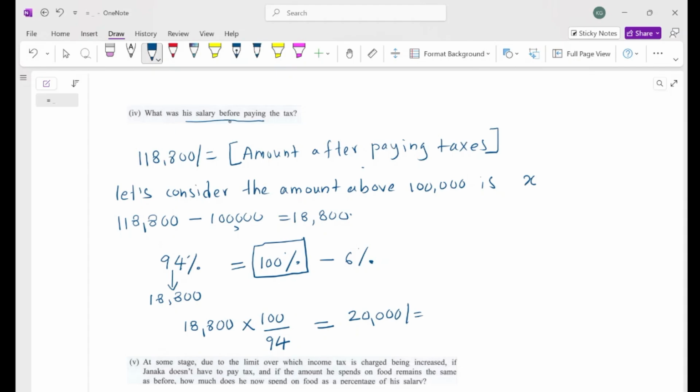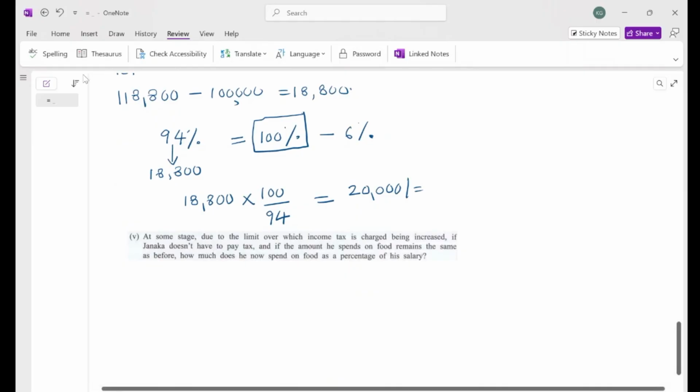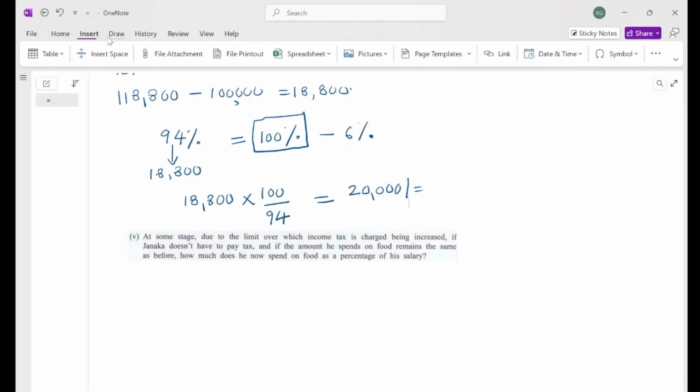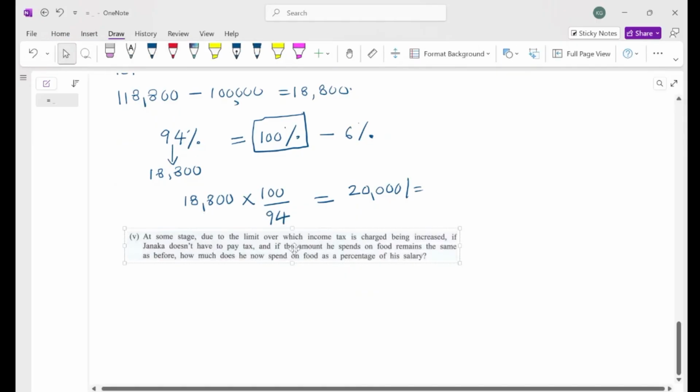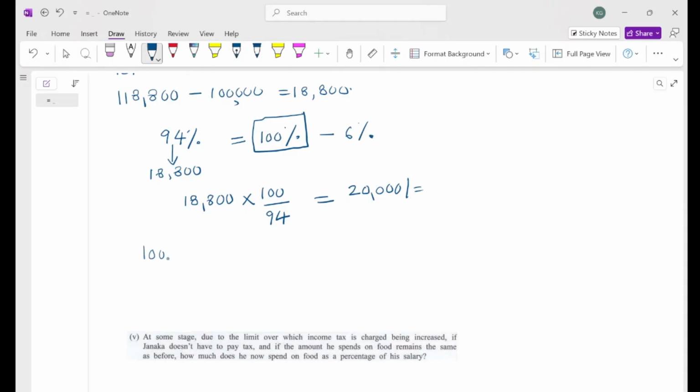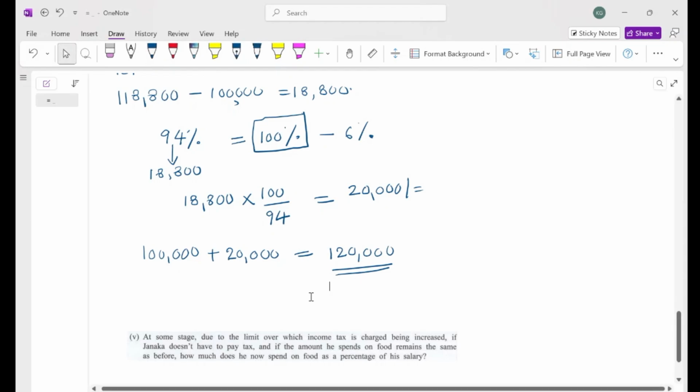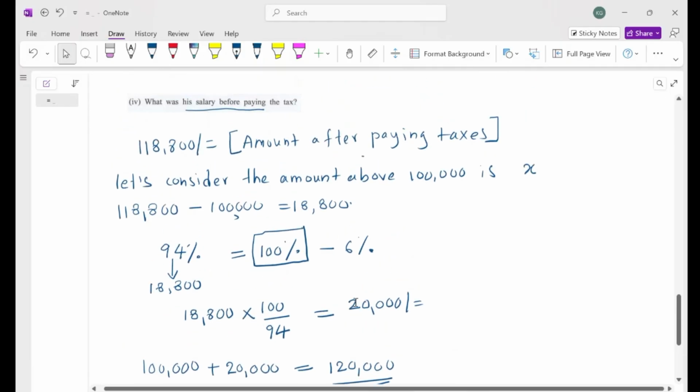Okay, what was his salary before paying taxes? His salary is, we have 100,000, and we have 20,000 before paying taxes. So this 100,000 and 20,000 adds up to 120,000. So his salary before paying tax is 120,000. Okay, let's move into the last question, number 5.